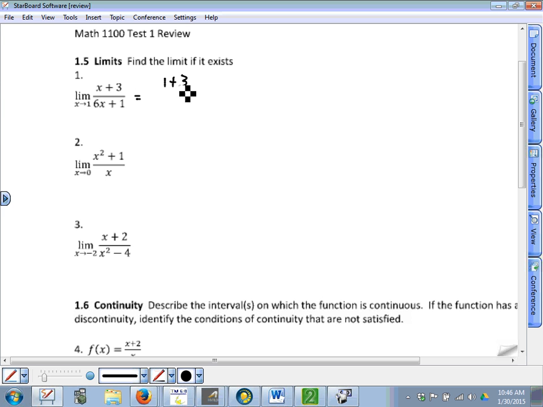So this would be 1 plus 3 over 6 times 1, which is 6 plus 1. So it would be 4/7. Now the problem here is if we use direct substitution, we'd have 0 squared plus 1 over 0. Can't divide by 0. So this limit doesn't exist.